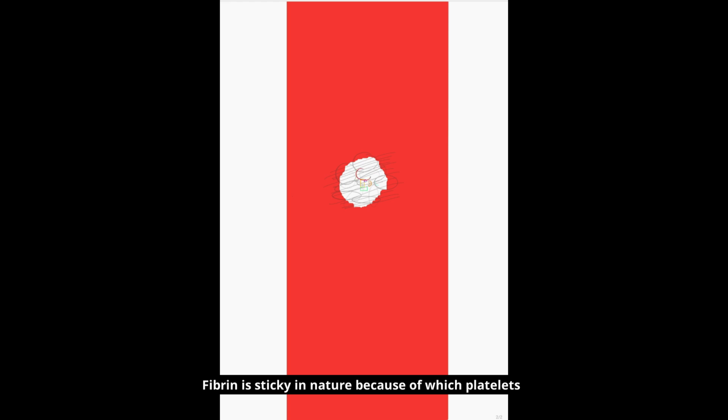mesh. Fibrin is sticky in nature, because of which platelets glue together over the damaged part of the vessel and form a net to trap other platelets and RBCs. And this is how a blood clot is formed.